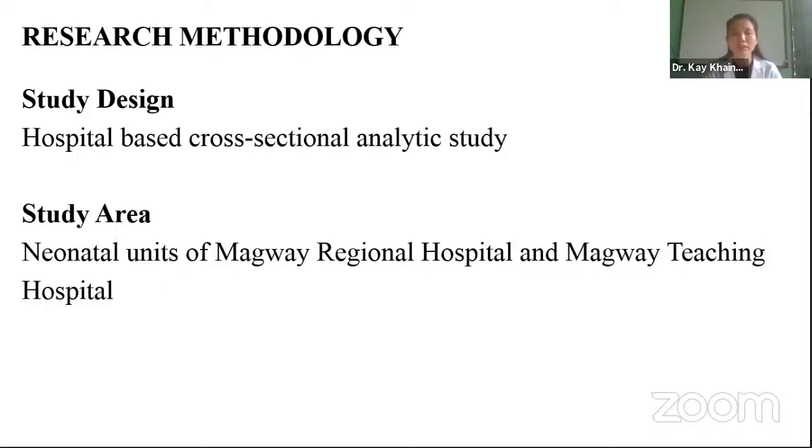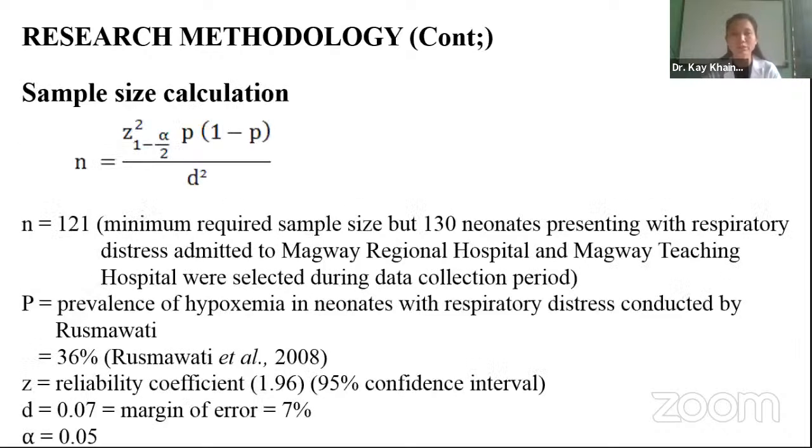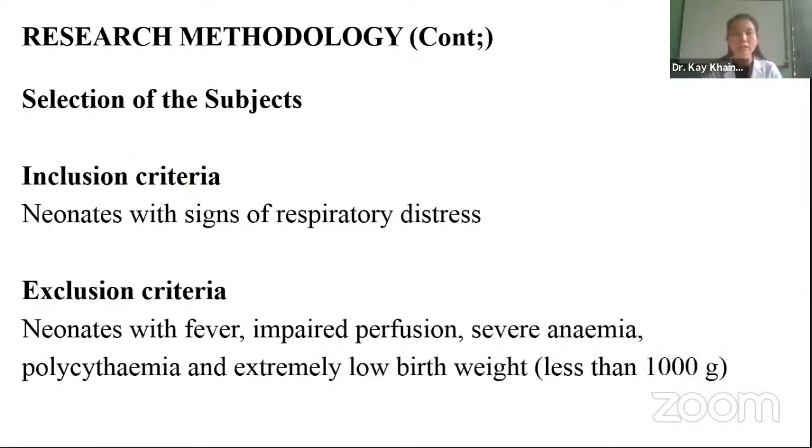Research methodology. Study design: hospital-based cross-sectional analytic study. Study area: neonatal units of Mugui Regional Hospital and Mugui Teaching Hospital. Study period: from 1st January 2018 to 31st December 2018. Study population: neonates with respiratory distress admitted to Mugui Regional Hospital and Mugui Teaching Hospital. This is the sample size calculation formula. Inclusion criteria: neonates with signs of respiratory distress. Exclusion criteria: neonates with fever, impaired perfusion, severe anemia, polycythemia, and extremely low birth weight less than 1 kg.